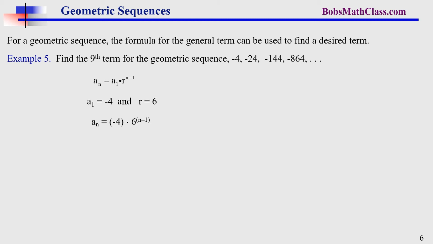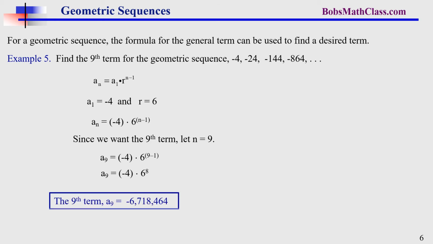Okay, now our next step is to plug in the 9 for n. So 9 minus 1 is 8, and you're going to have to do that on your calculator. So 6 to the 8th is a large number. Multiplied by -4, and you should get -6,718,464. Not too bad so far, right? Okay.